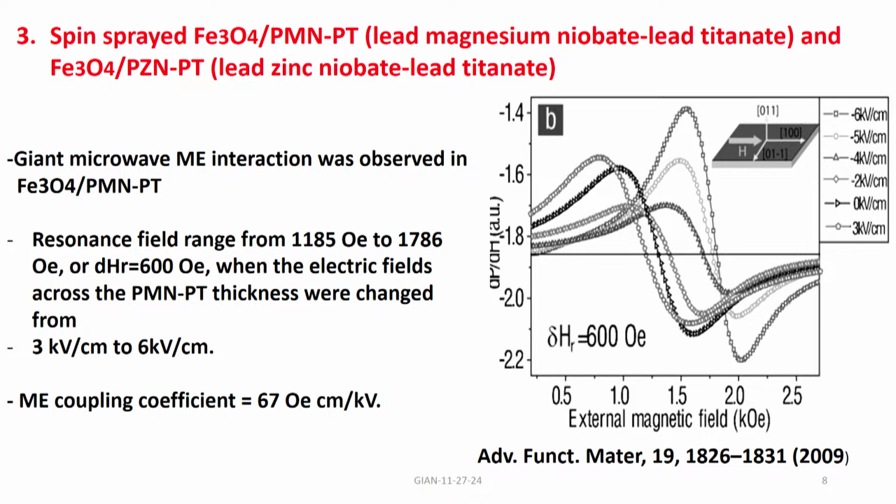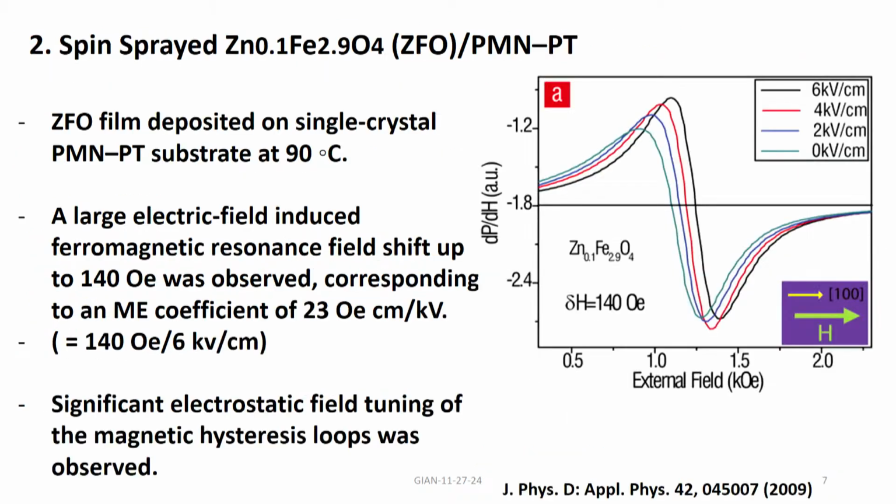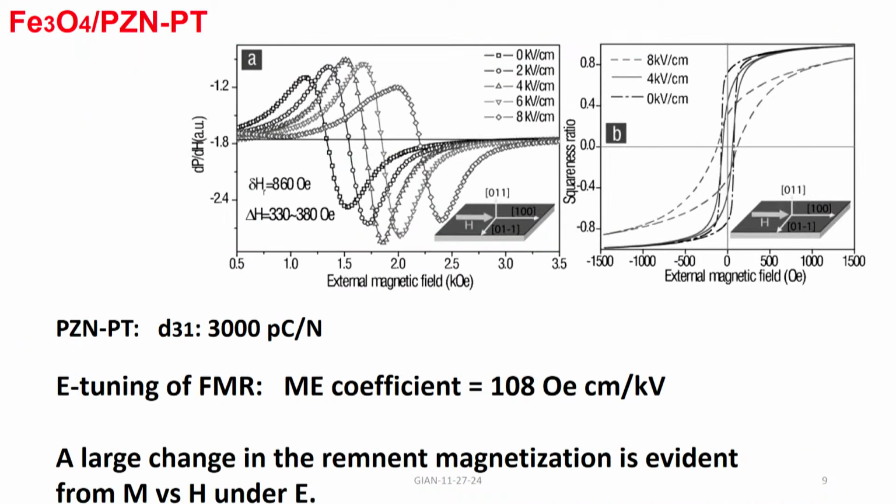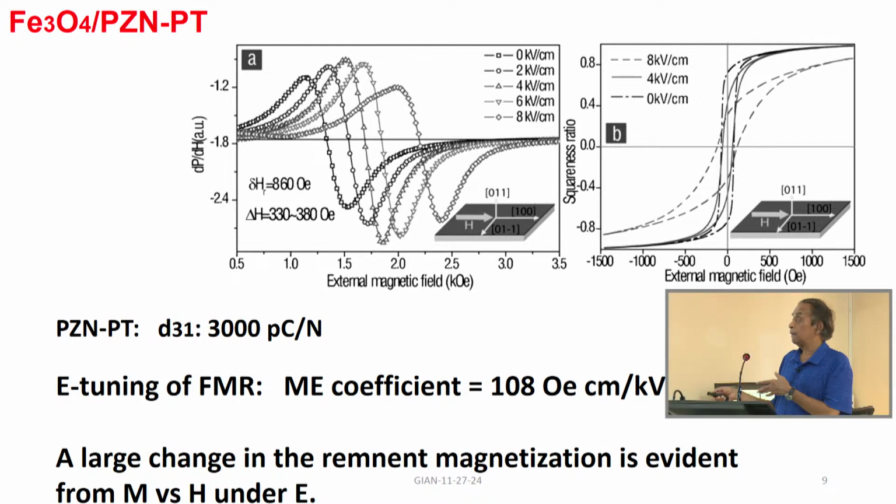That is better than the previous case where it was only 23 Oersted centimeter per kilovolt. And the film on PZN-PT had even higher magnetoelectric coefficient. It is 108. The reason being that PZN-PT has a much higher piezoelectric coefficient than PMN-PT. And that is the reason for the stronger converse magnetoelectric effect in this particular system.